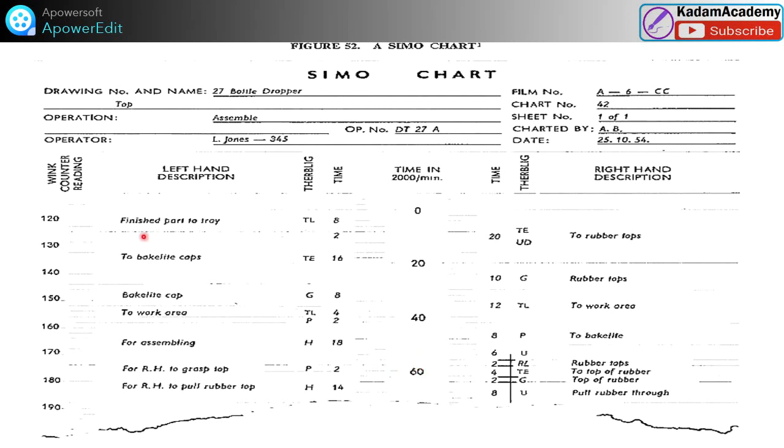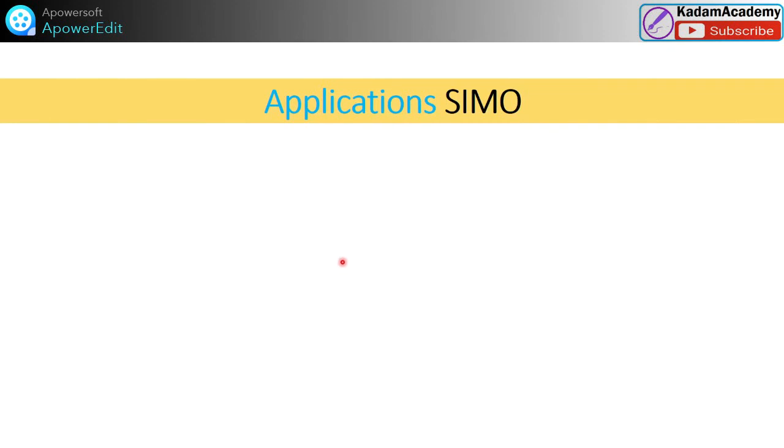So see, this is the finished part to tray, rubber tops, backlight caps, rubber. This is the SIMO chart prepared for this assemble operation, and this is for your information. Okay, so you can read it, but what are the applications? Now let us go into the applications in detail.